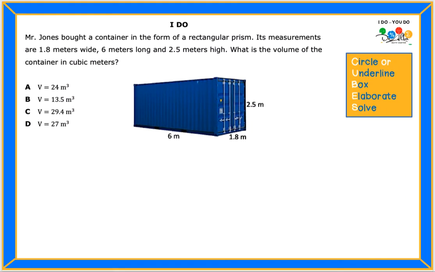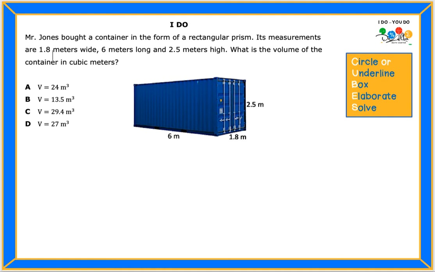Hello students, let's read our question. Mr. Jones bought a container in the form of a rectangular prism. Its measurements are 1.8 meters wide, 6 meters long, and 2.5 meters high. What is the volume of the container in cubic meters?